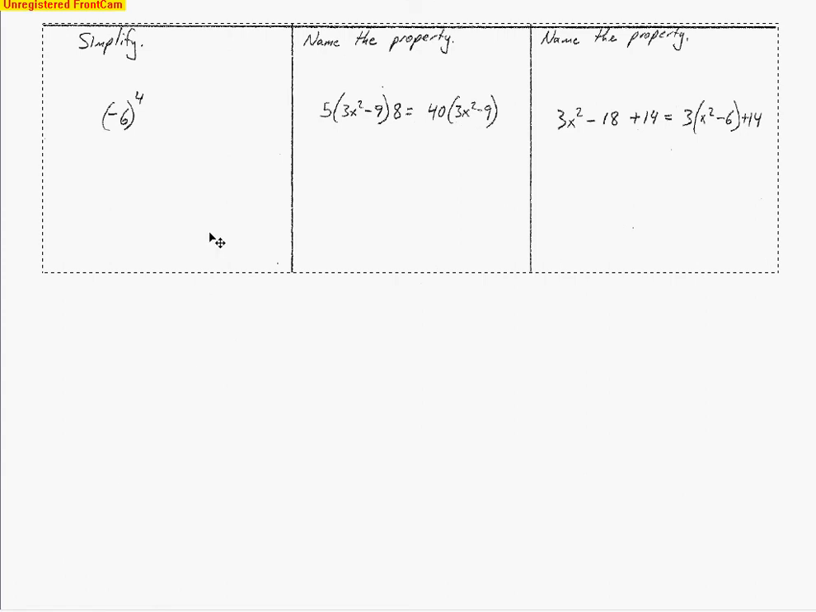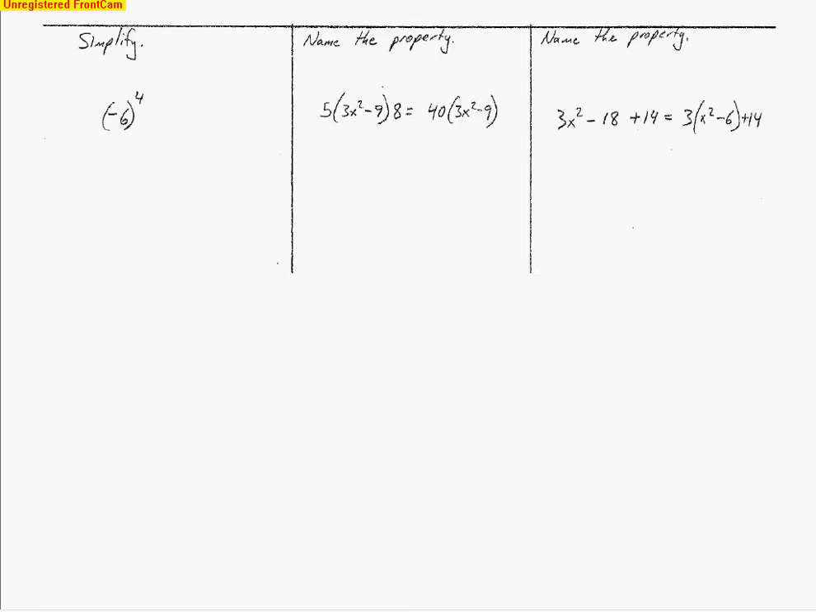And here they are. This one does have the parentheses around it. So since it has parentheses around it, now we're going to take that -6 and multiply it out 4 times. And so we've got -6 times -6 times -6 times -6. So notice that the parentheses around that -6 tell us that the -6 is being brought to that fourth power.